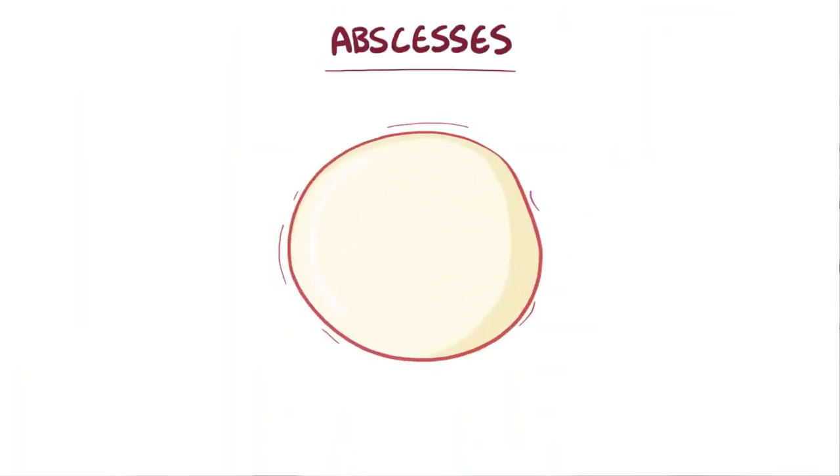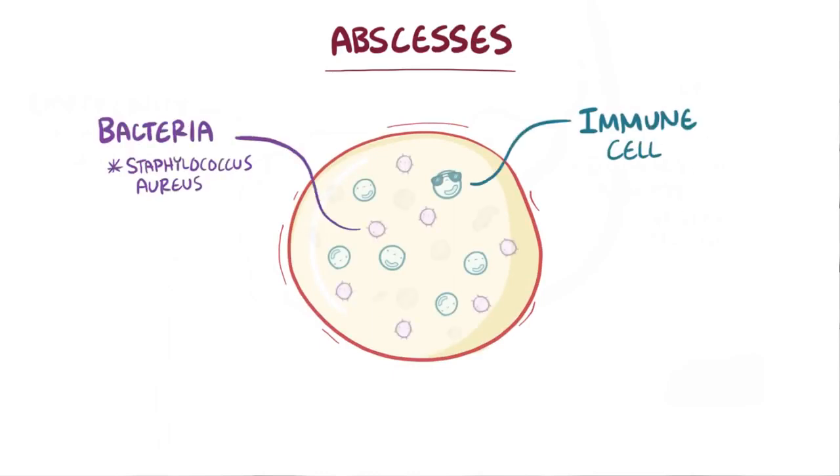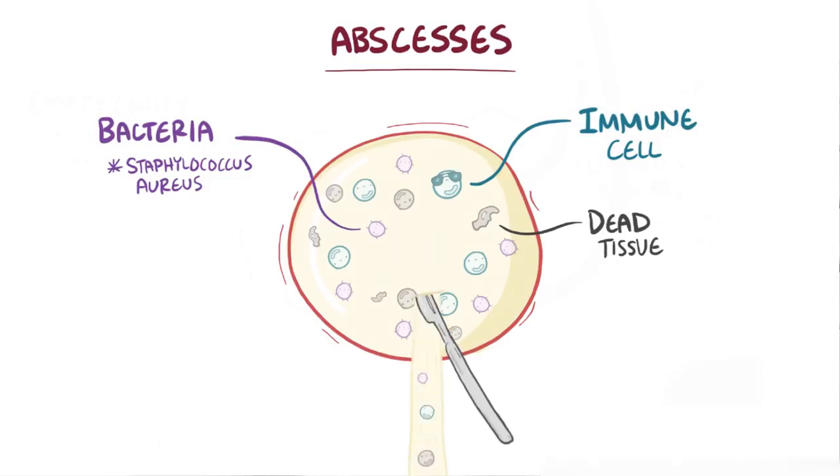Alright, as a quick recap. Abscesses are a fun mix of immune cells, pathogens like the bacteria Staphylococcus aureus, and dead tissue. Because there's no blood supply to the middle of an abscess to deliver antibiotics, it usually needs to be cut open so that the pus can drain out.